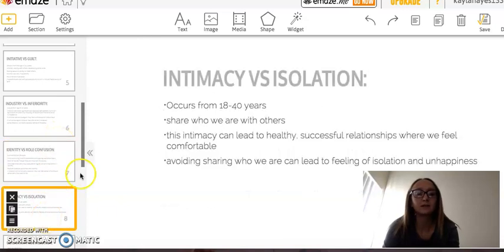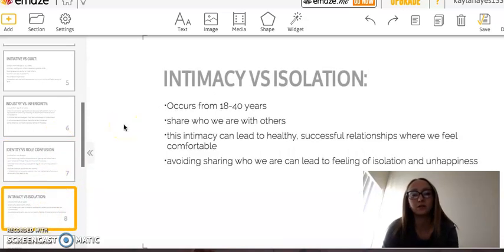And then the next stage is intimacy versus isolation. So this stage occurs from 18 to 40, and during this stage we kind of share who we are with others and kind of develop like more intimate relationships with people, start to get closer to people. So this intimacy can either lead to a healthy, successful relationship where we feel really comfortable with other people and have close relationships.